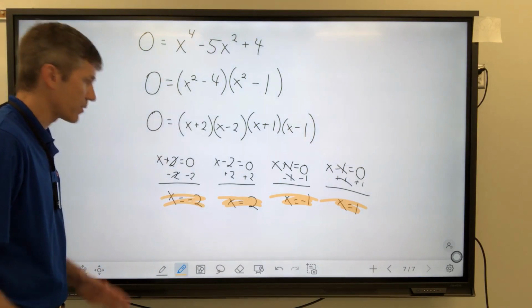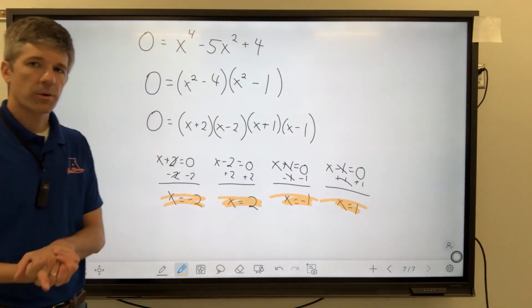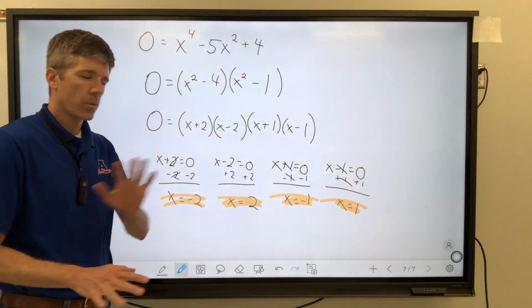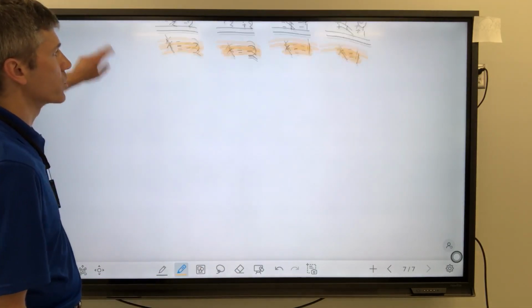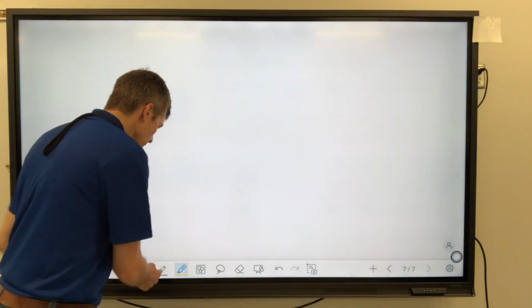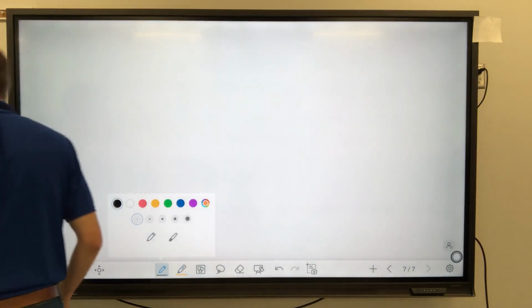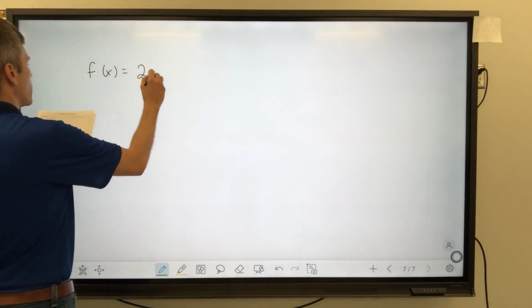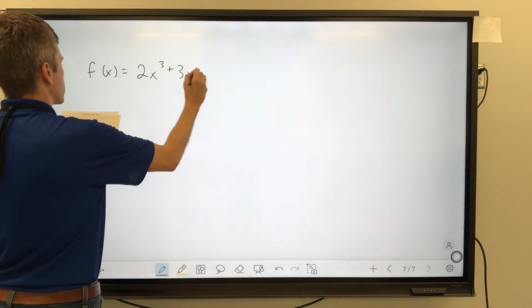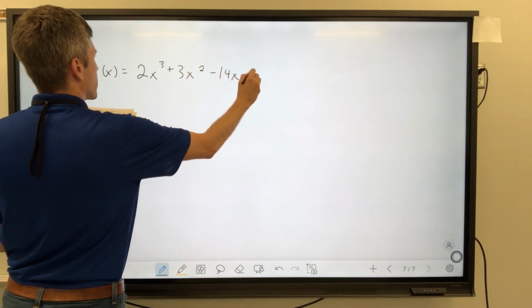So that is the end of the first problem. I would love to show you a graph of it, but I'm going to hold off on that. And we're going to actually jump into the second problem and kind of run into some issues. So we're going to find the roots of this next one. So let's do it. You ready to run into some mathematical issues? 2x cubed plus 3x squared minus 14x minus 15.